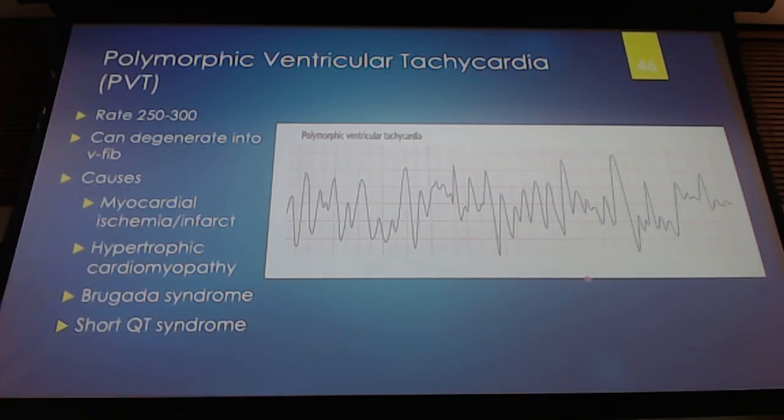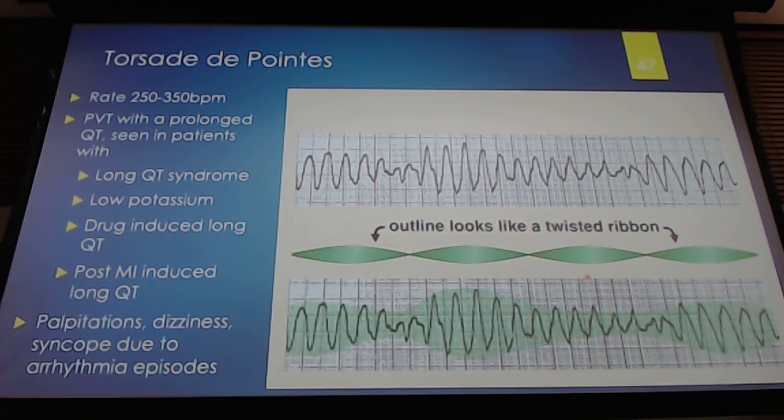Things that can cause polymorphic VTAC. People that have a heart attack, they have electrolyte burdens, they have hypertrophic cardiomyopathy. It can push them into polymorphic VTAC. Something called Brugada syndrome, which we'll talk about later, or even short QT, which is why it's important for you to understand what the QT interval should be. Short QT and then long QT can actually cause something called torsades.